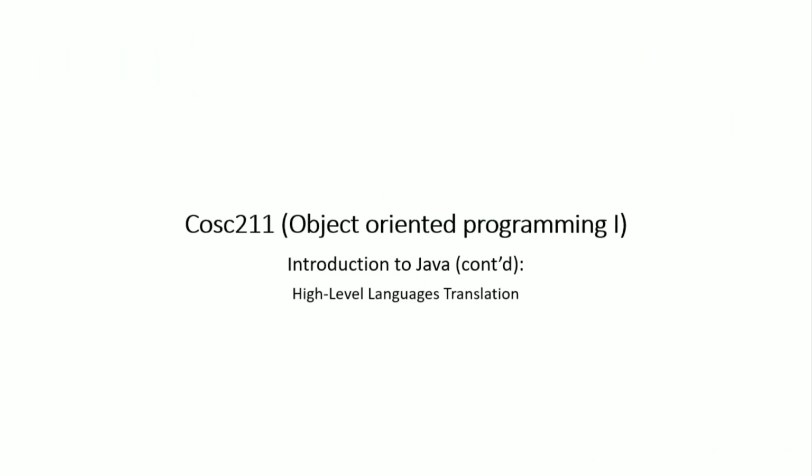In the previous video, which is video 5 in this playlist, we introduced the Java programming language. And under the high level language translation, we learned the traditional compilation process and many more. So in this video, which is video 6, we shall continue from where we stopped. We'll learn the Java compilation process and we'll have an idea how a Java program looks like.